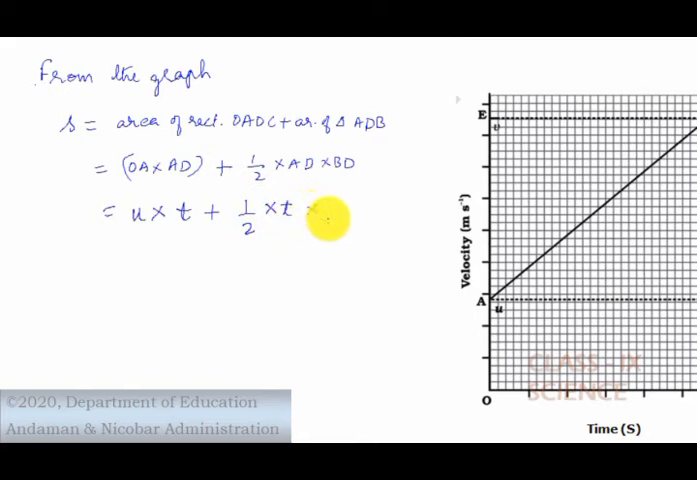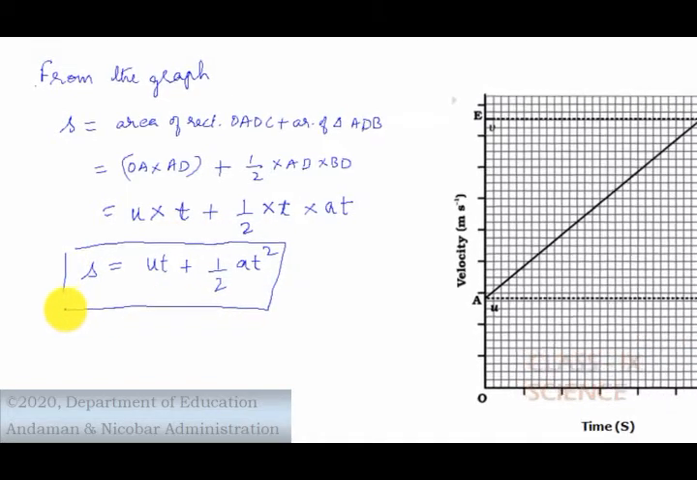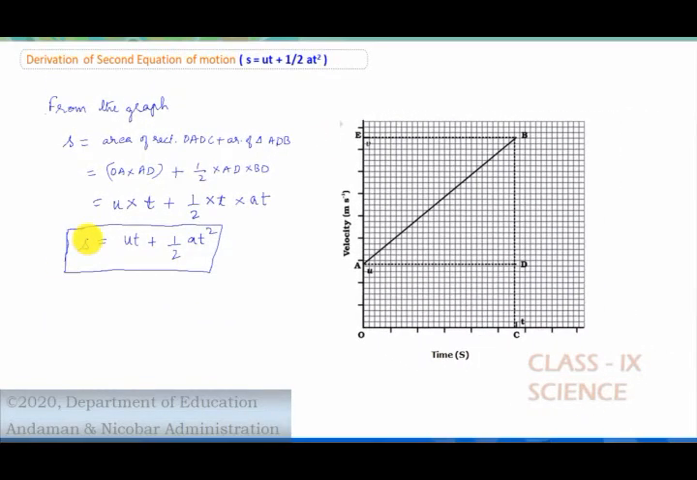And from the first equation of motion we know that BD is equal to AT. We found out that BD is equal to AT. So here in place of BD we can write AT. So by solving this we will get U into T is UT plus half T into T square, so here half AT square. So this is our second equation of motion which we derived from the graph.